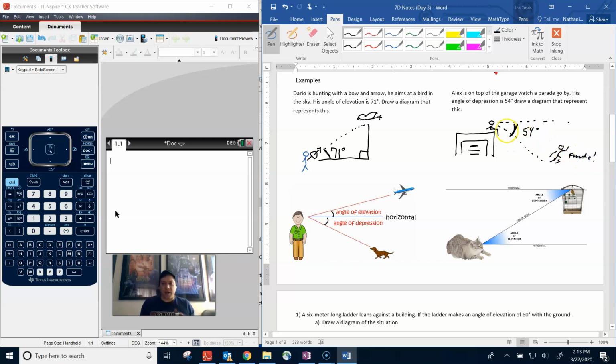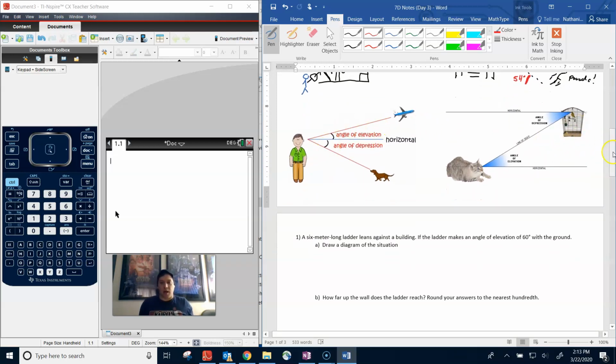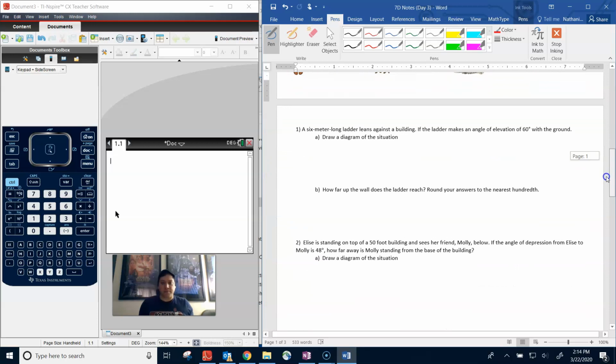Anyways, so if this one is 54, then we also know that this angle here would also be 54 degrees. That's how angle of depression works. If you guys forget, here's some cool drawings about it so that we can kind of see it. Notice how the angle of depression and angle of elevation are going to be the same thing. All right, let's move on.